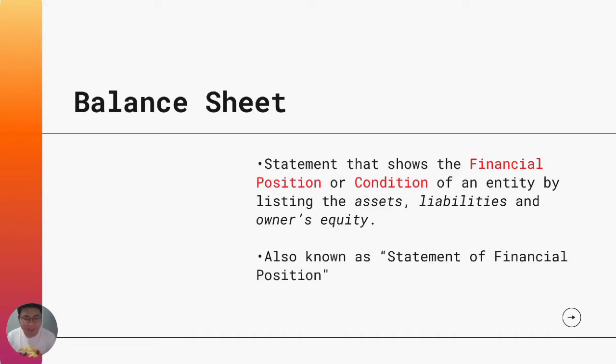So, what can we see in the balance sheet? If gusto niyo pong makita yung financial position or condition ng isang company, like let's say gusto po niyong makita kung ilan ba yung available cash nila, ilan ba yung pautang nila, or ilan ba yung pagkakautang nila, and to see the summary of their capital and the total capital of the owner. Makikita po ninyo lahat iyon sa balance sheet.